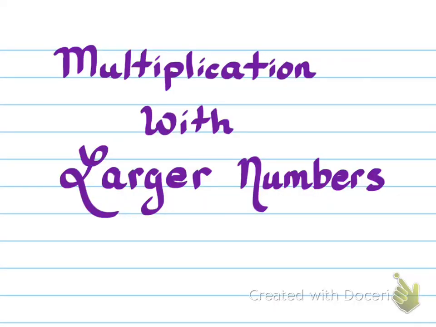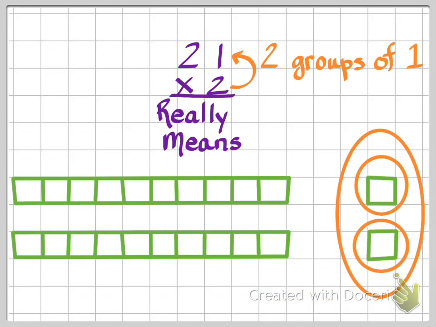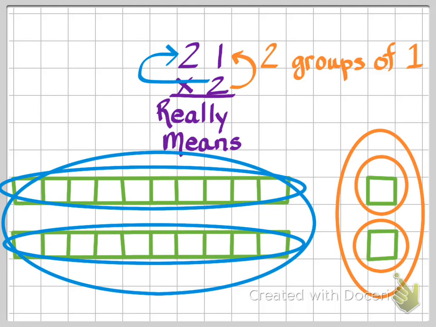Okay, again, we're going to be doing multiplication with larger numbers. And as a quick little review, we remember from yesterday that 21 times 2 really means 2 groups of 1 and 2 groups of 20. So we're multiplying the 2 by the ones place first. And then we're multiplying the 2 by the tens place.